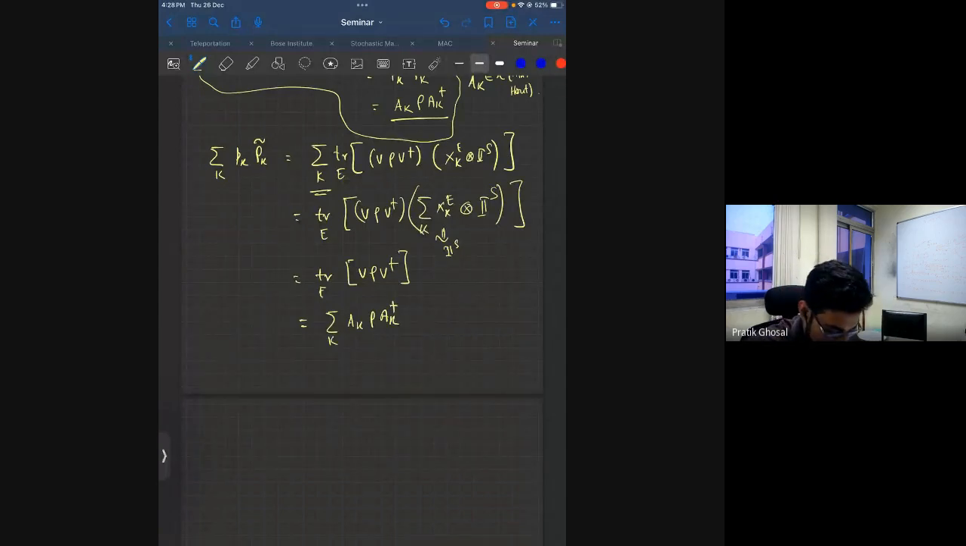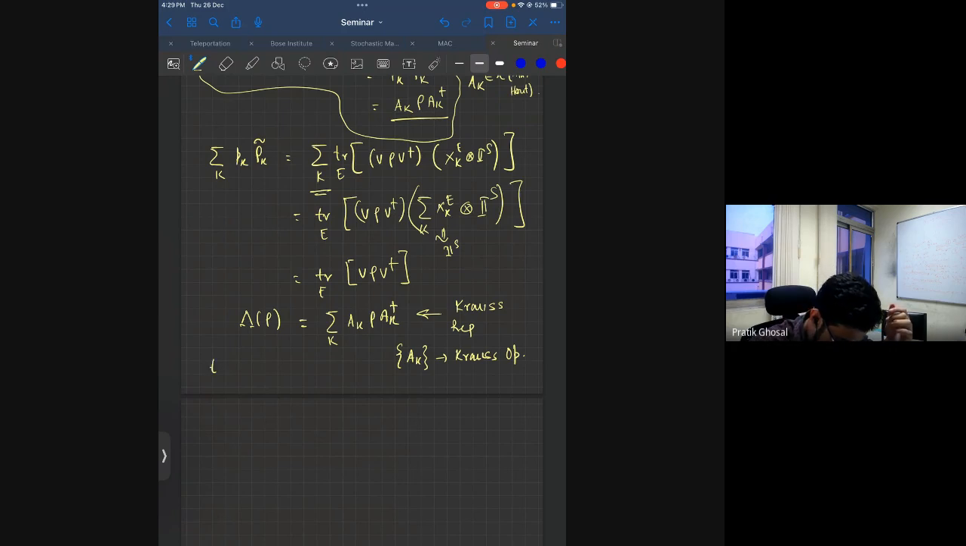So this representation is called the Krauss representation of the channel, and this set of operators A_k are called Krauss operators. We have taken lambda to be a trace preserving operator, and if you take the trace, you want this to be the trace of the initial state, and this implies that you will have this property.